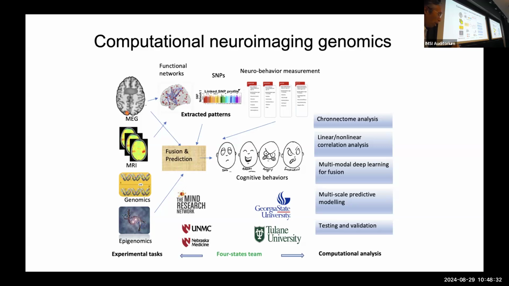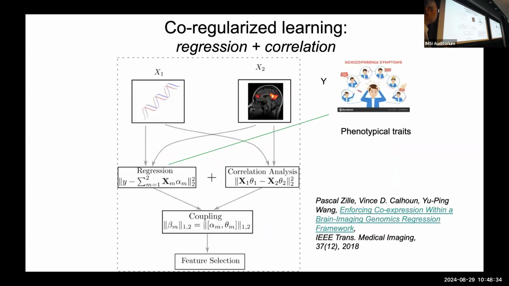So we developed a lot of models. A particular model we are interested in is co-regularized learning. The idea is we can use both the regression model and the correlation model and couple them together. On one hand, we can use imaging and genomic data to fit the phenotypical traits. At the same time, we perform correlation analysis and use this as a prior to incorporate into the regression model.